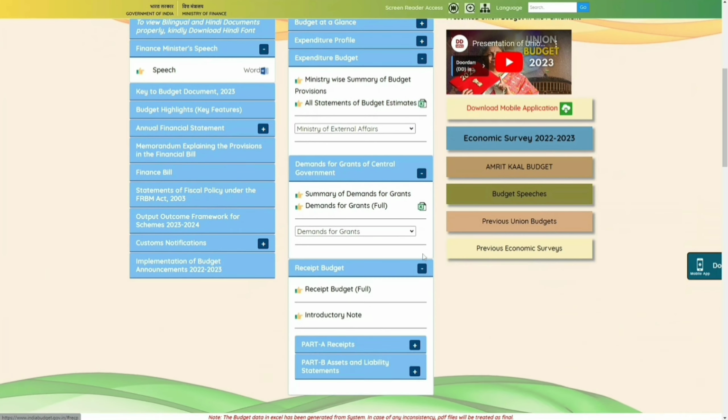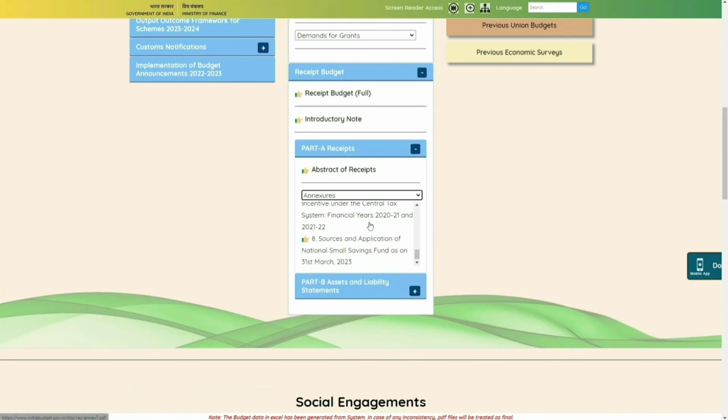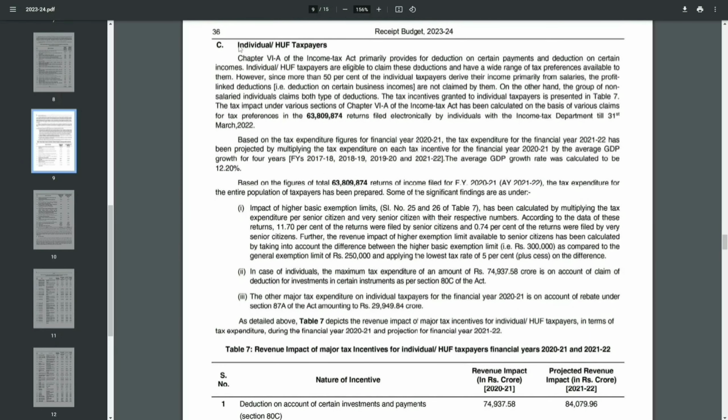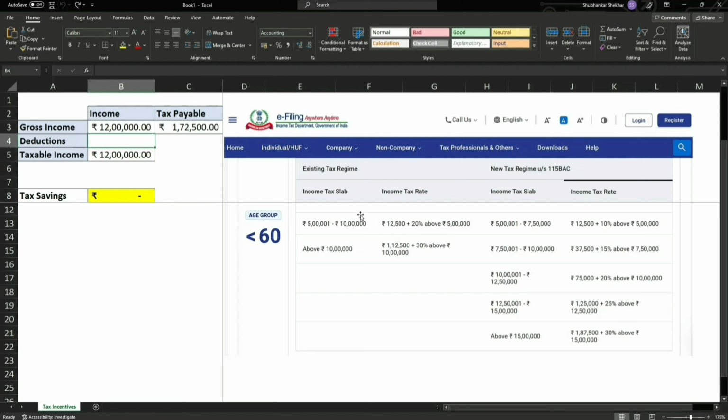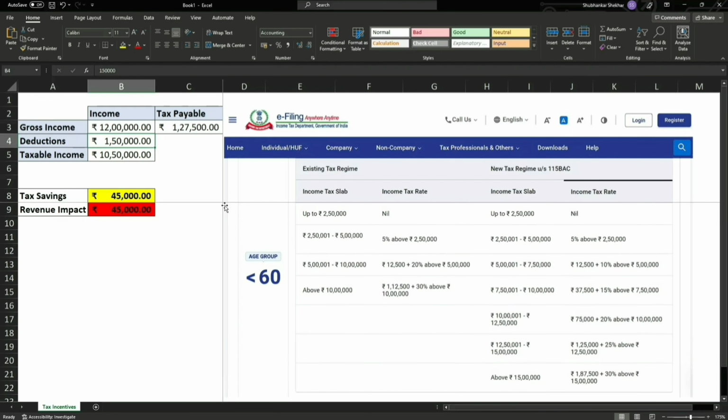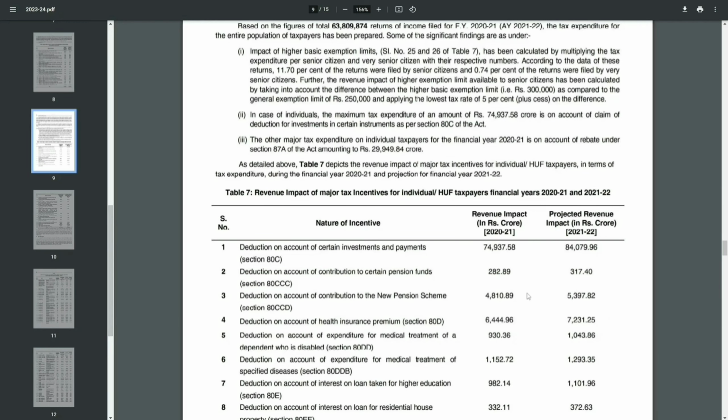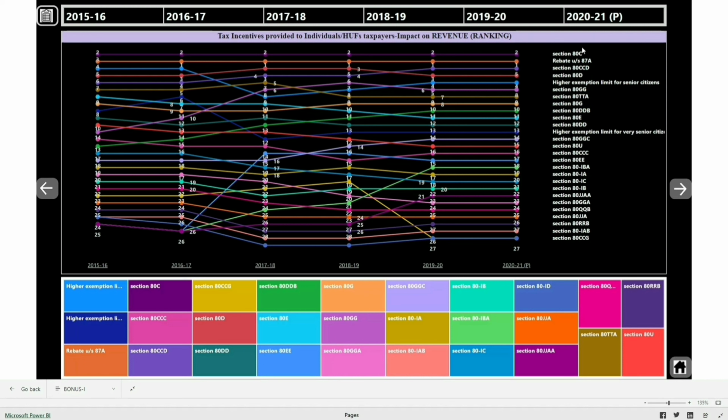On the website, you can click on receipt budgets, receipts, annexures, go down, and here you'll find revenue impact. Revenue impact under individual and HUF taxpayer. Here you'll see all the nature of incentives, right? So I've taken this screenshot from the income tax website, right? And let's say you fall under the category below 60, right? Under the old tax regime, you are earning more than 10 lakhs. Let's say your income happens to be 12 lakh and you are claiming a deduction of, let's say, 1,50,000. So you're able to save 45,000 as your tax savings. But this very same tax saving happens to be a revenue impact for the government. Because you're able to claim this tax savings, government is receiving 45,000 less in terms of taxes. And this is what this document here discloses. And in this report here, you can see what is the ranking, what is the impact, right, of these deductions to government's income.